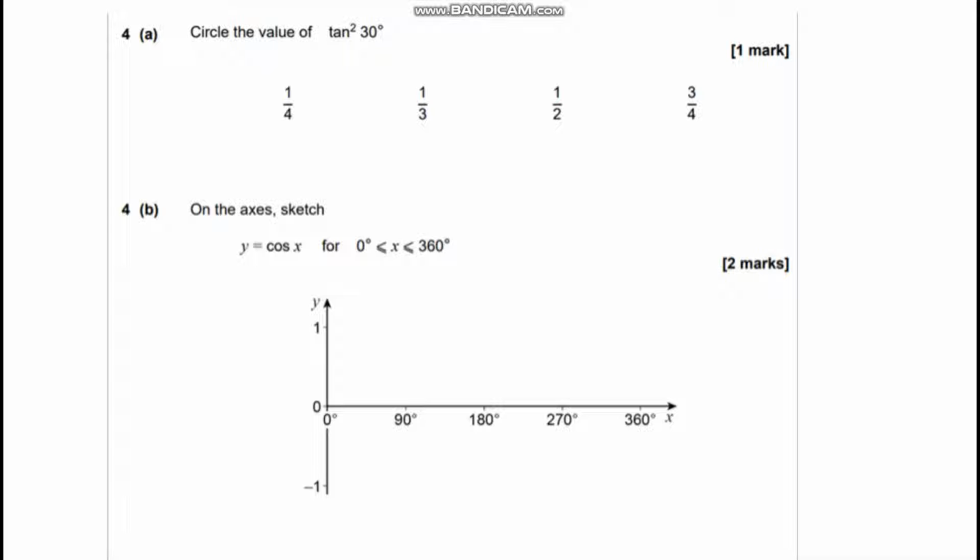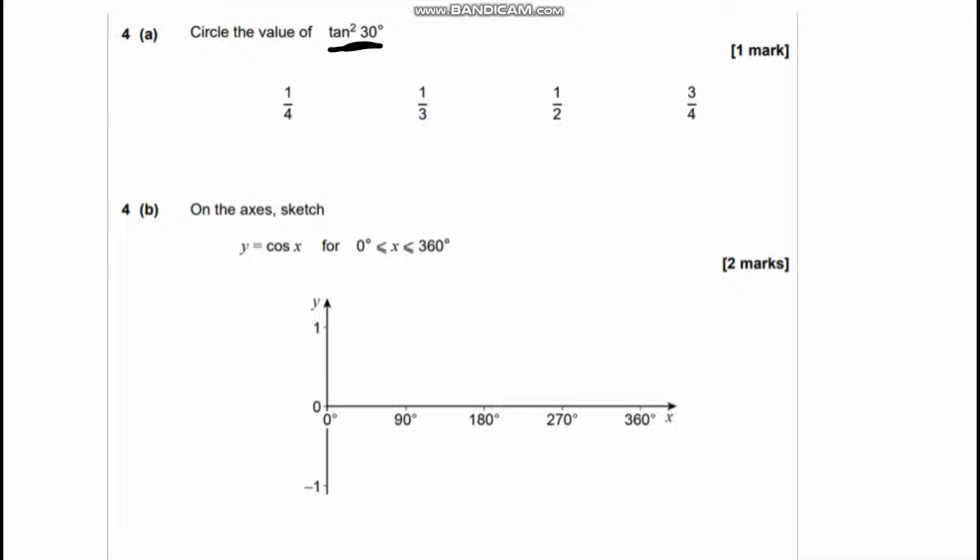In this video, we're going to be looking at question 4 from the 2022 paper 1 for further maths GCSE. It's asking us to find the value of tan squared of 30. Now, some people might know tan 30 straight off the top of their head. I don't, so what I'm going to do is work it out.